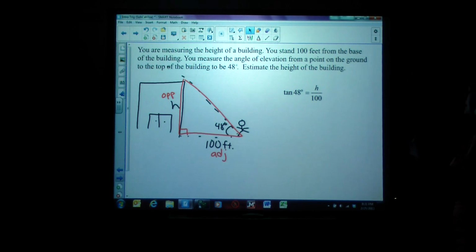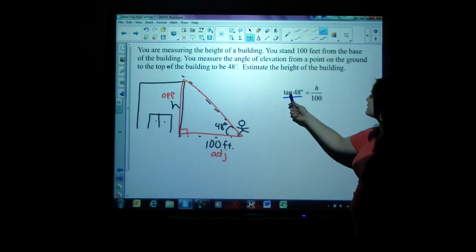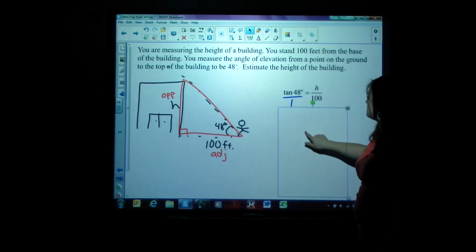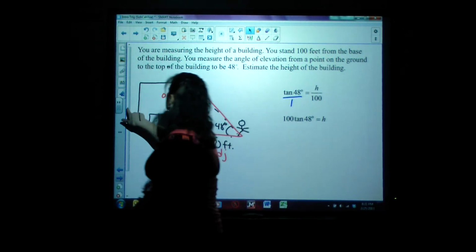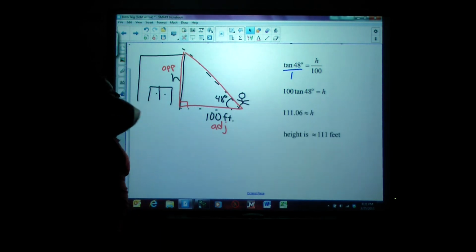So to solve, same situation as before. Put the tangent of 48 over 1 and cross multiply. So we're going to get 100 times the tangent of 48 equaling 1 times h, which is h. And, well, we're good to go. Let's type this in our calculator. That's the exact answer. The approximate answer would be 111.06, or if you're asked to round to the nearest foot, we could say the height is approximately 111 feet.